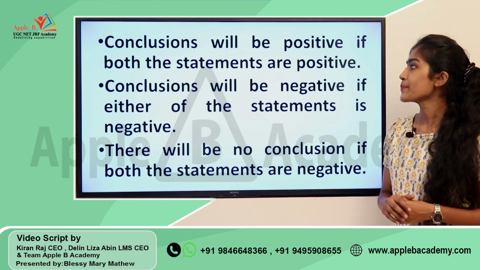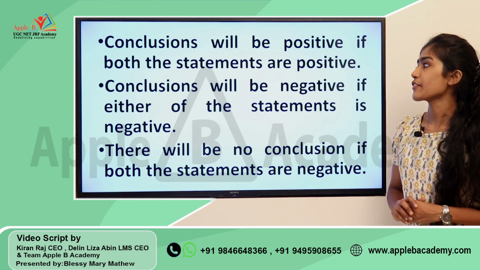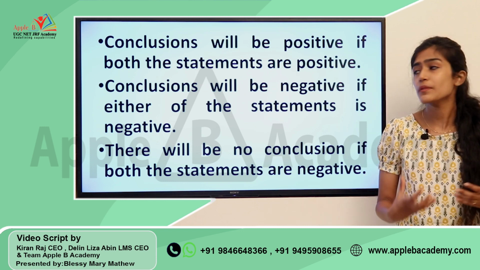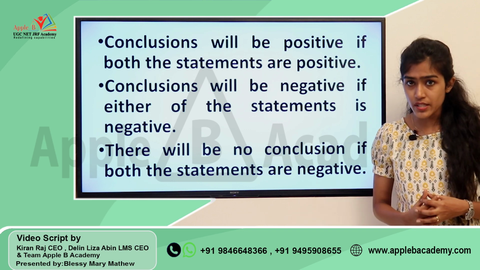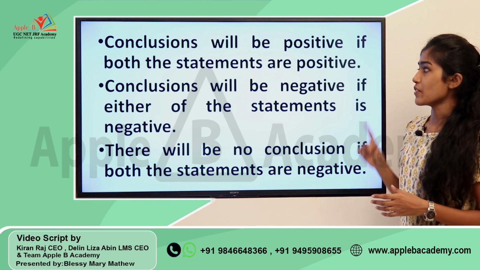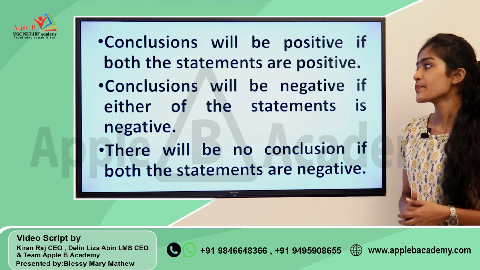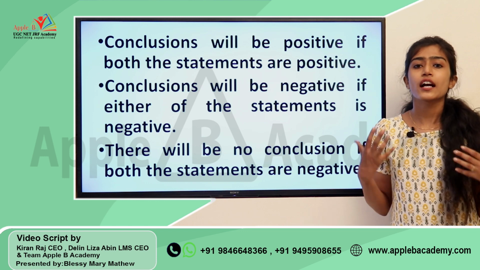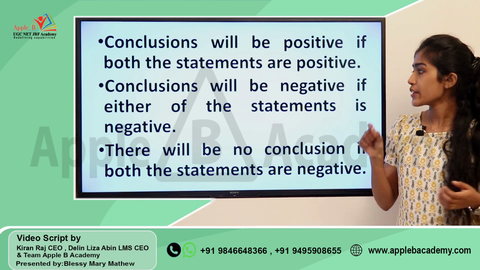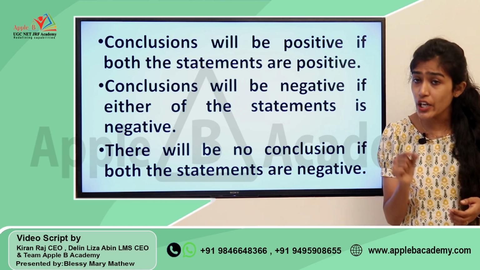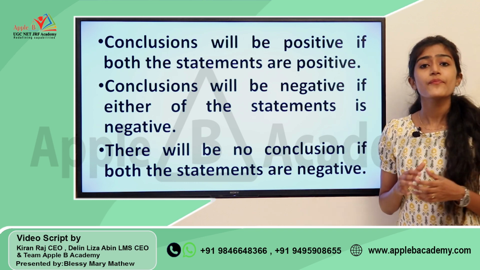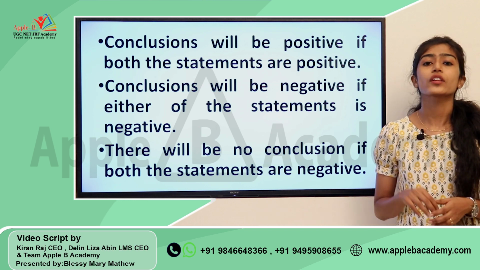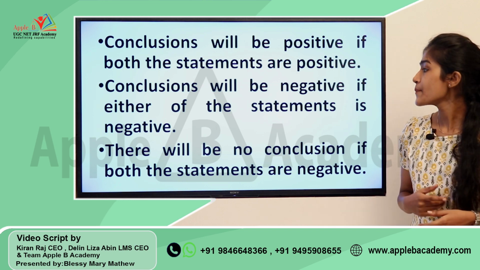Here you have the first one. Conclusion will be positive if both the statements are positive. If you consider an argument, if both the premises or both the statements are positive, then obviously the conclusion will be positive. Next one, conclusions will be negative if either of the statements is negative. So, if either of the statements, any one of the statements, is negative, then the conclusion will obviously be negative. That is rule number 2, or the second feature of a valid argument.